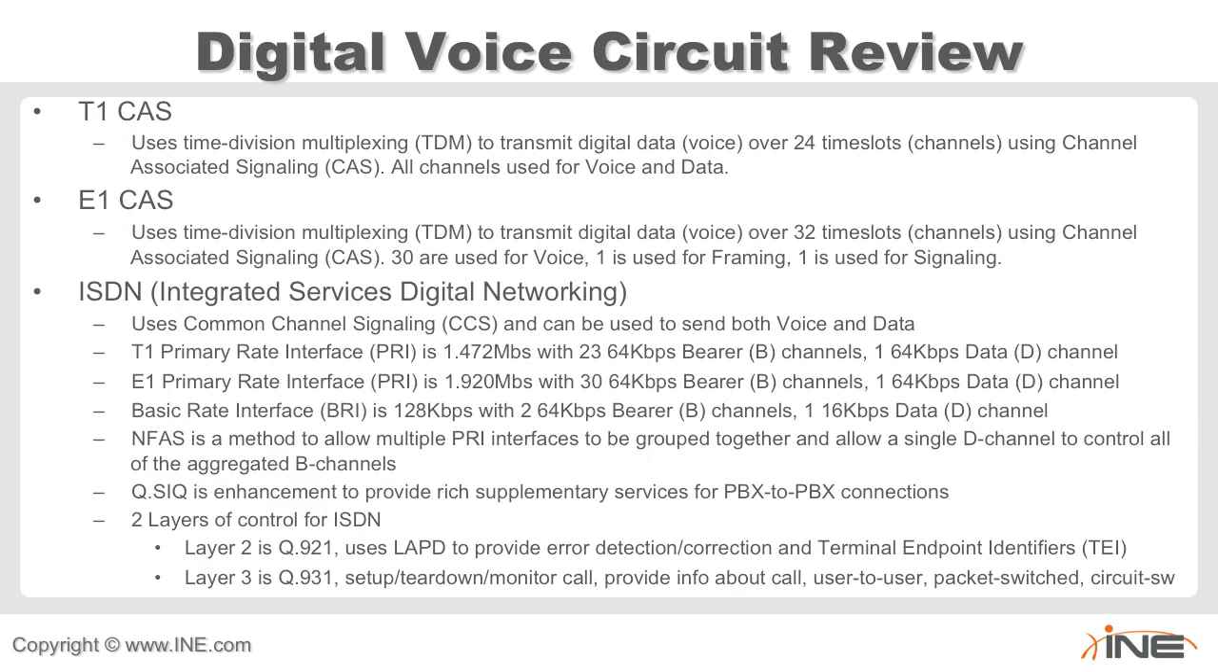but I could get another 19 B channels, or bearer channels, almost another PRI, which is 23 if it's T1. So I can aggregate all of these 20 PRIs together and use a single D channel to control all 20, giving me 19 B channels back, or almost the equivalent of another PRI. So that's what NFAS is. You probably won't find it used too much, but it certainly can and is used in larger enterprise environments.